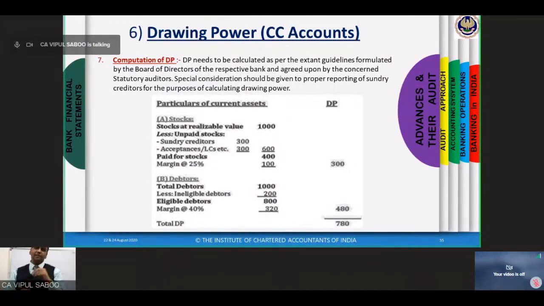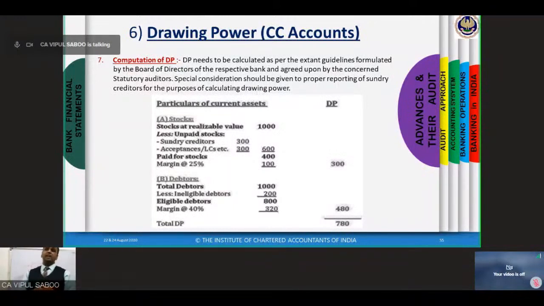Now, a CC limit can be sanctioned against only stock, only book debts, or both stock and book debts. In this case, if it was against only stock, it was 300. But in this case, it has been sanctioned against stock and book debts as well. So total debtors we have 1000 crores. Ineligible debtors 200, for which provisions have been made. So 800 debtors are there which can fulfill our requirement. We can realize money from 800 crores. Again, a margin of 40% over here. So 480 is the total value of debtors available to us. If it had been against debtors only, the drawing power would have been 480. If it had been against stock only, the drawing power would have been 300. Now it is against stock as well as debtors, the drawing power is 780.